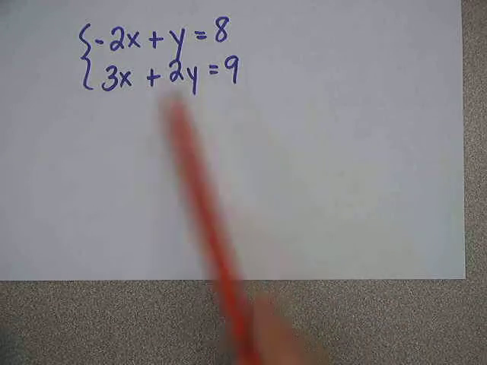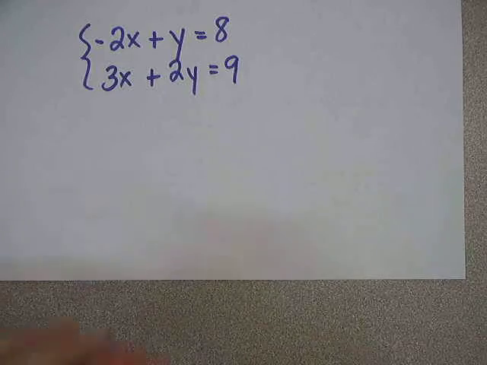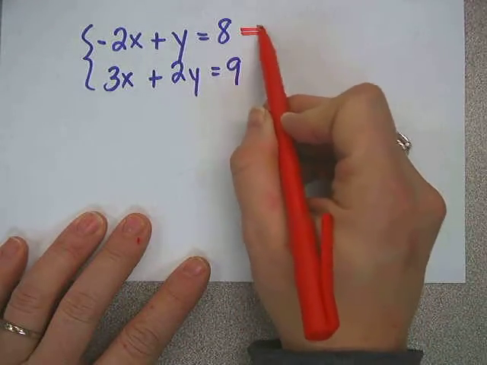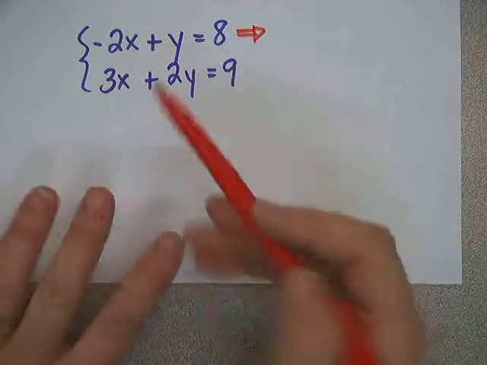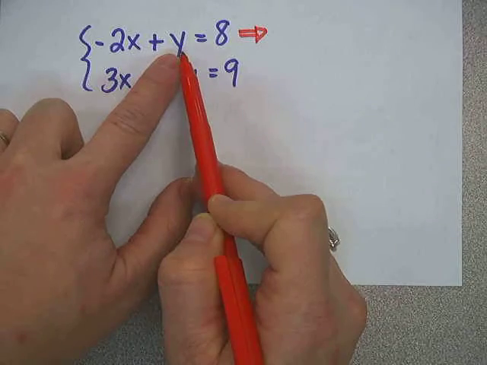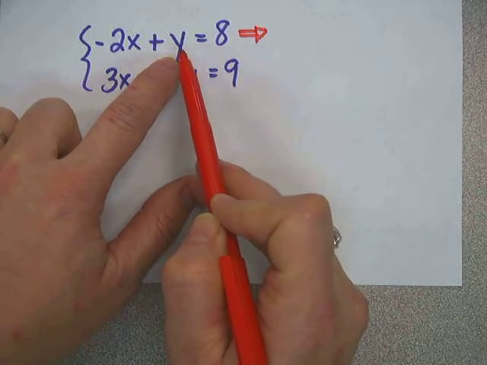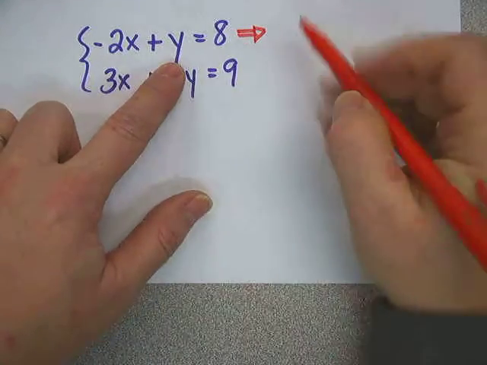Okay, so as you can see, neither of these are already solved for one of the variables, so you always want to, or at least I always try to, find the equation that's the easiest to solve. What I mean by easiest is the fewest steps. So right away it jumps out to me that if I solve this one for y, I'm not going to have to do any dividing. I'm not going to have to get rid of a coefficient.